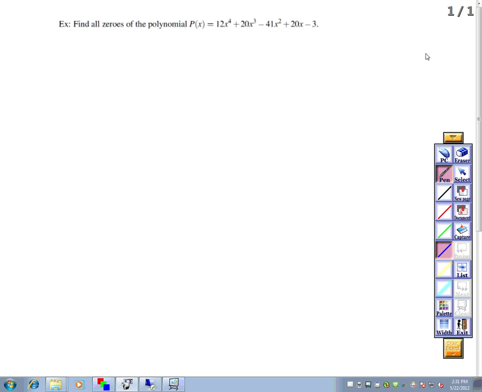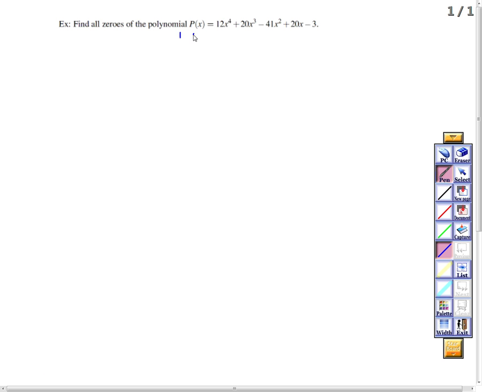Find all zeros of the polynomial p of x equals 12x to the fourth plus 20x cubed minus 41x squared plus 20x minus 3. First thing we're going to do is find all the possible rational zeros. So I'm going to take the factors of the constant and the factors of the leading coefficient and look at those. Factors of the leading coefficient are 1 and 12, 2 and 6, 3 and 4. Factors of the constant, 1 and 3. Take the constant, plus or minus 1, plus or minus 3.